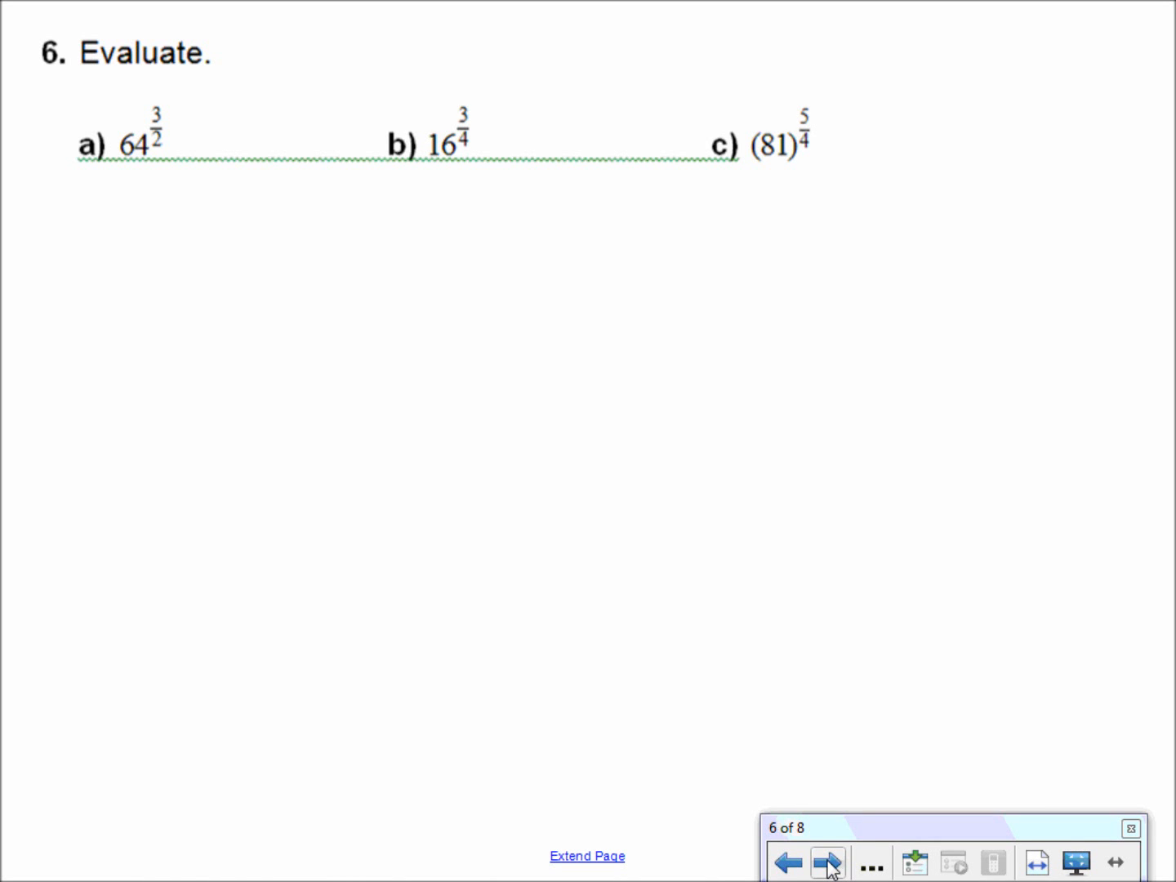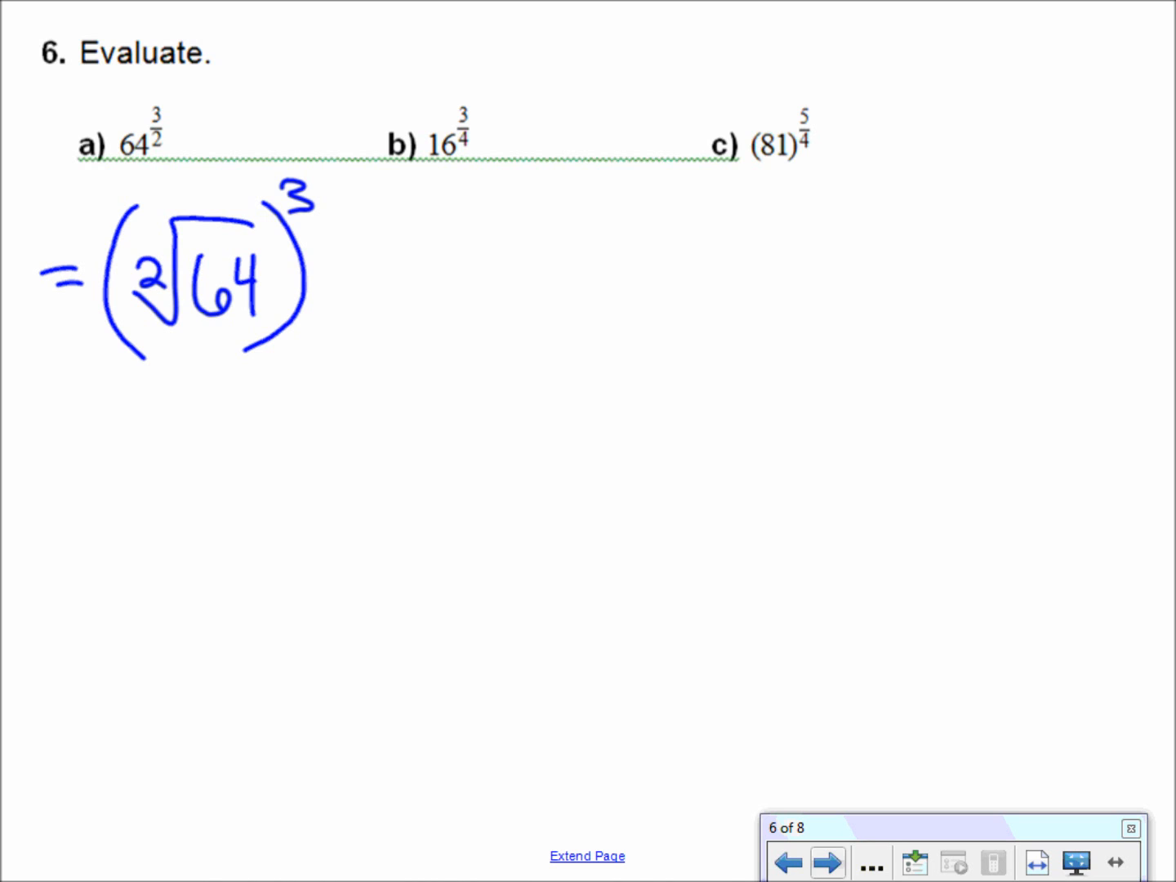Now all of a sudden we're going to have actual exponents. Okay, so again, I see a fractional exponent, so I'm going to draw my radical sign. 2 goes in the crook, 64 goes beneath it, and the numerator is now 3, which makes my exponent 3.